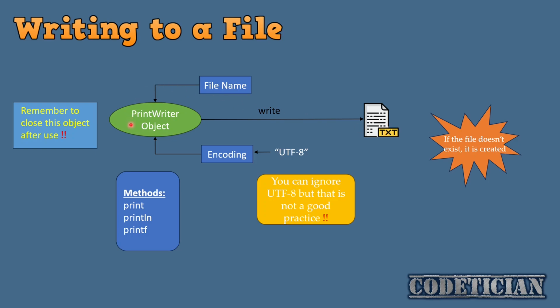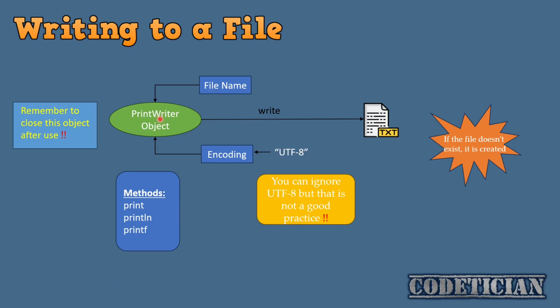Once you have created this PrintWriter object, you can use methods like print, println, and printf. For printf, I have also created a video, and I'm going to give the link in the description. But once you have used these methods, remember to close this PrintWriter object, so that will commit your changes into that file. So this finishes the theory part of this tutorial.